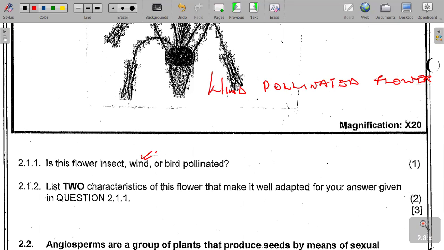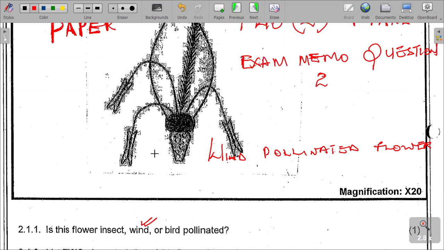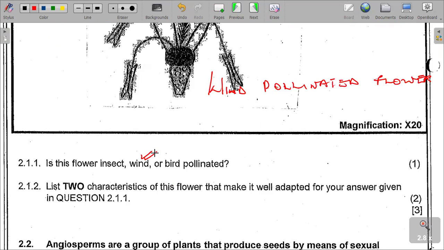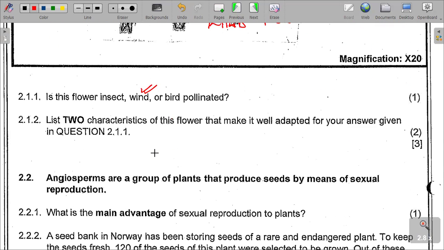List 2 characteristics of this flower that make it well adapted for your answer above. Why should we say that this flower is wind pollinated? 1, it is a small flower without colorful petals.